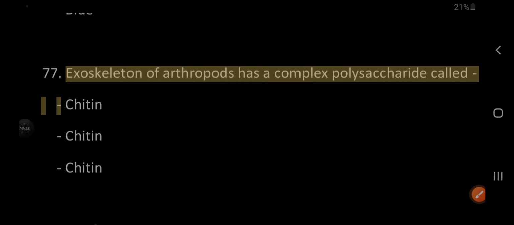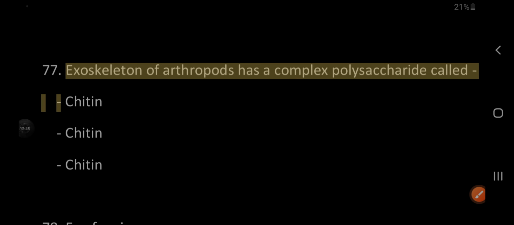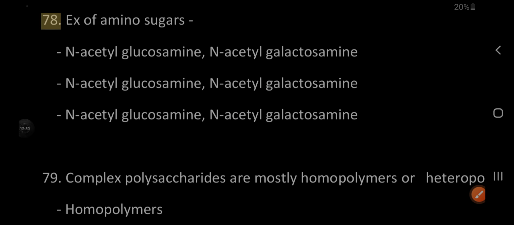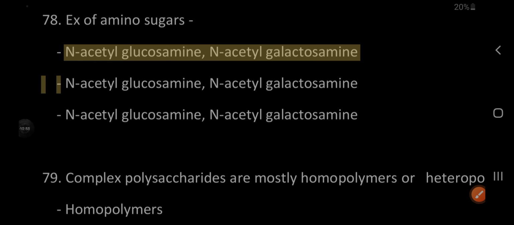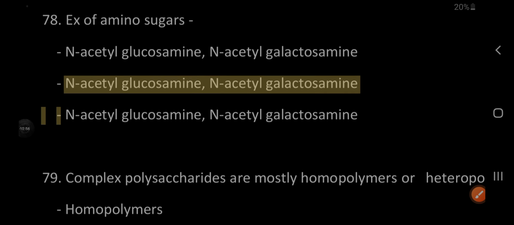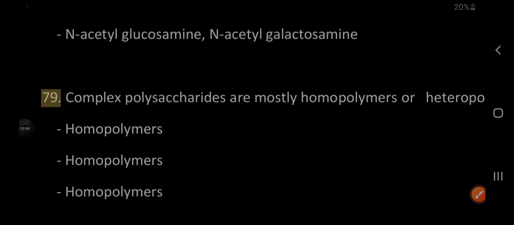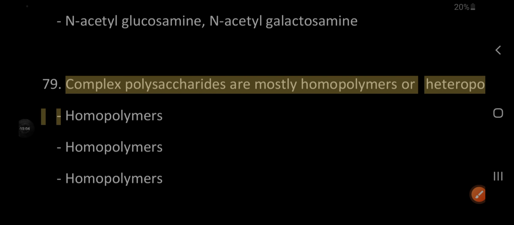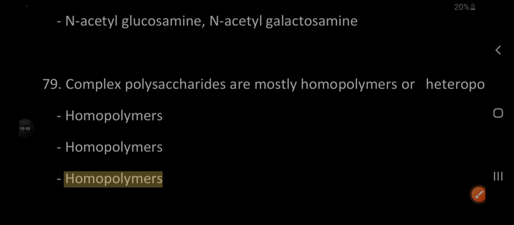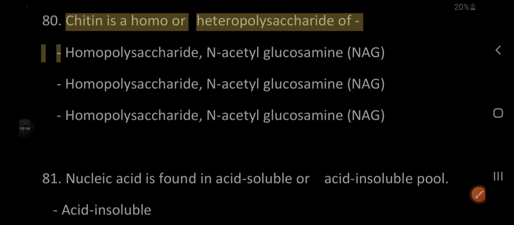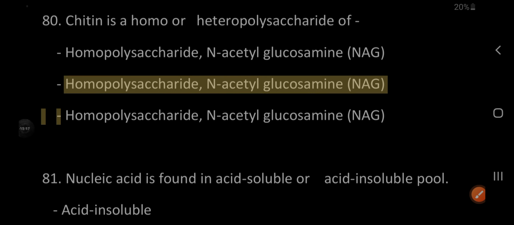77. Exoskeleton of arthropods has a complex polysaccharide called chitin. 78. Examples of amino sugars: N-acetylglucosamine, N-acetylgalactosamine. 79. Complex polysaccharides are mostly homopolymers or heteropolymers? Homopolymers. 80. Chitin is a homo or heteropolysaccharide? Homopolysaccharide, N-acetylglucosamine, NAG.